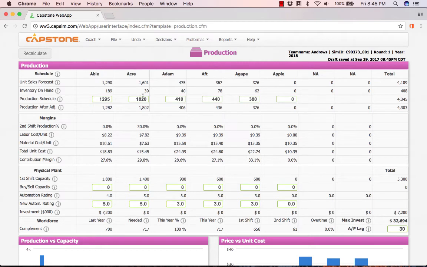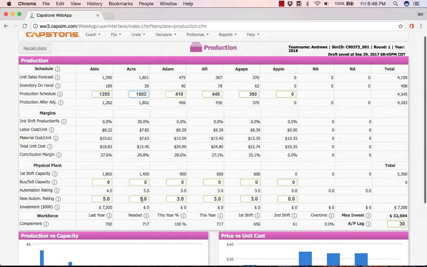Okay, I'm going to save you the trouble of watching me go through these gyrations. You go through that same formula of taking unit sales forecast times 1.15 and subtracting inventory on hand. So for Acre, we would order 1,601 units times, okay, so that calculates out to 1,802. I am going to buy an additional unit of automation there. Recalculate.